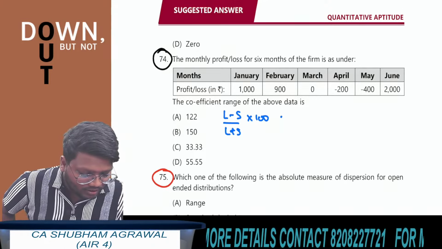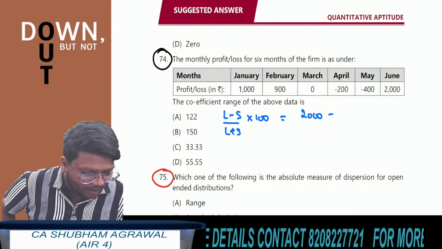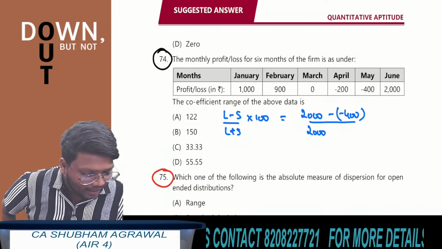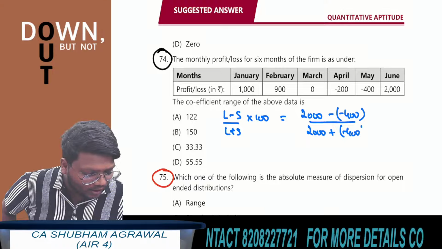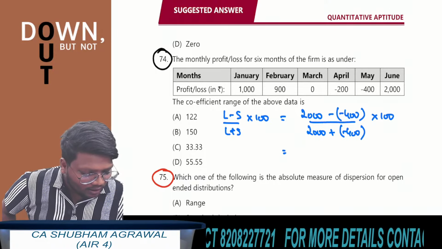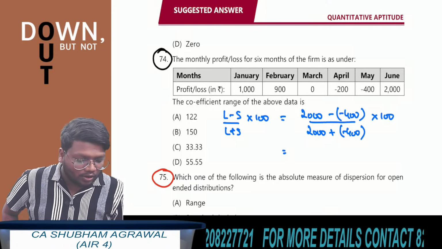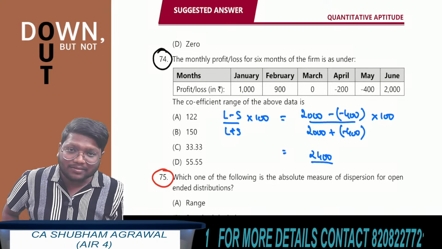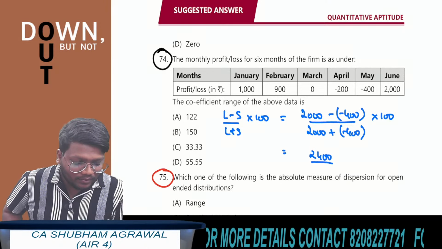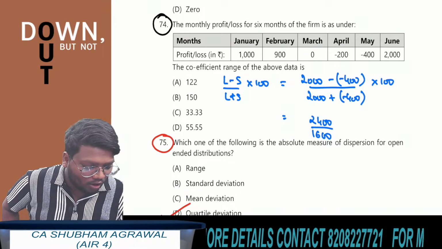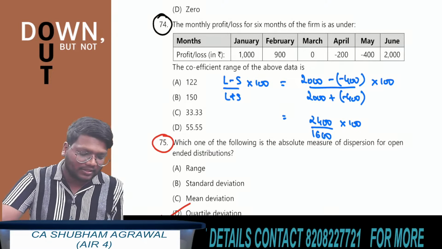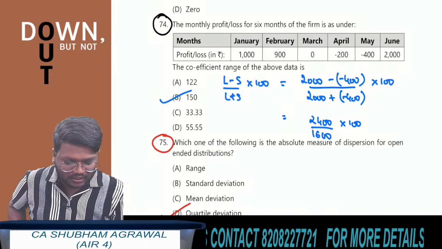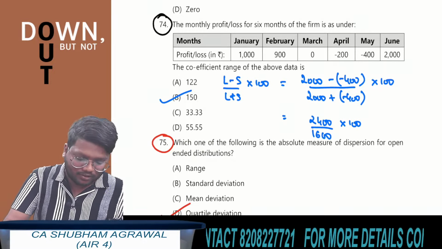Put the values now. Largest value is 2000 minus the smallest value, minus 400, divided by L plus S. So 2000 plus minus 400, multiplied by 100. Now 2000 minus of minus 400 is 2400, divided by 2000 plus minus 400, which is 1600. You have to write 1600 in the denominator, multiplied by 100. What is the answer? 24 divided by 16 multiplied by 100 is 150. Which option is correct? Option B.